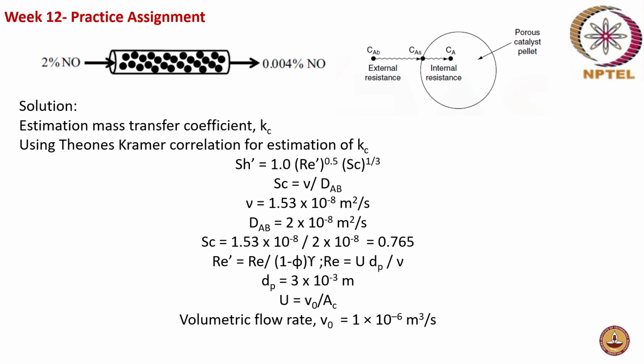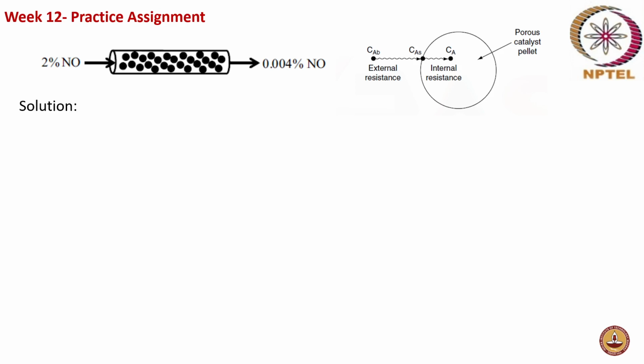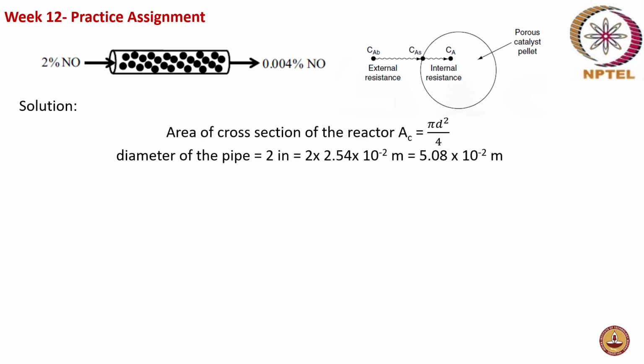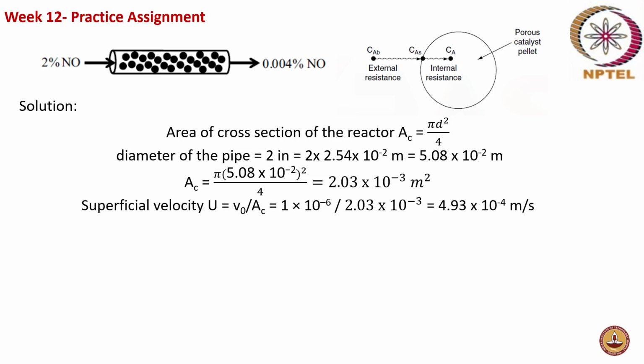So the volumetric flow rate they have given is 1 into 10 power minus 6 meter cube per second. And the area of cross section of the reactor or pipe, they have given the diameter of the pipe, so AC is equal to pi d square by 4. The diameter of the pipe is given, which is nothing but a 2-inch diameter. Alright. So substituting the value, you will get the area of cross section of the bed as 2.03 into 10 power minus 3 meter square.